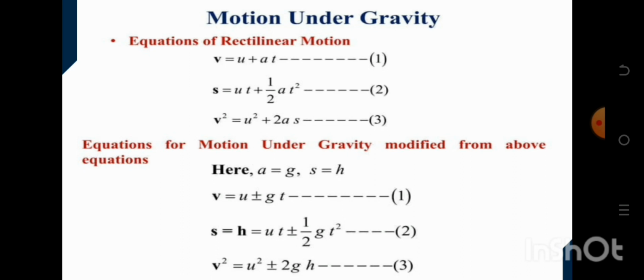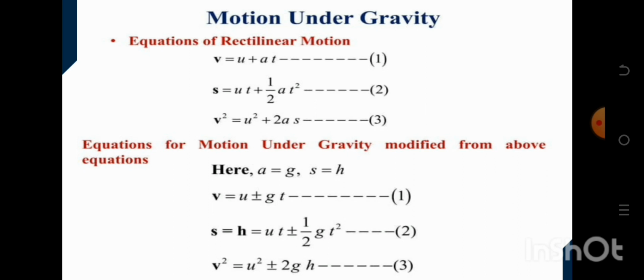Then let's look at S. The distance S is now replaced with height because we are dealing with a vertical distance. So if we substitute those parameters into the equations of uniformly accelerated motion, we are going to have V equals U plus or minus, instead of AT, we have GT.